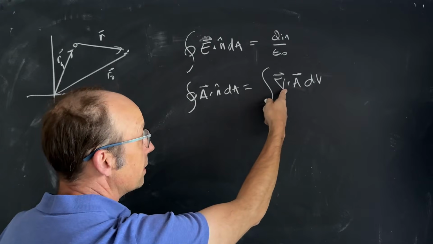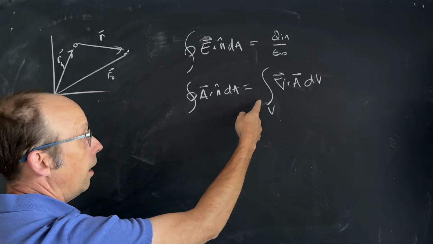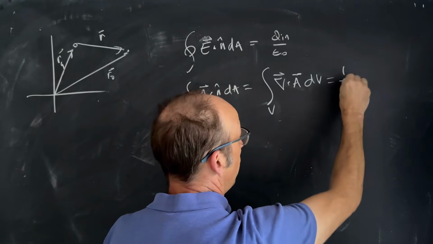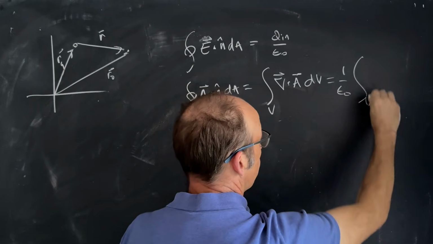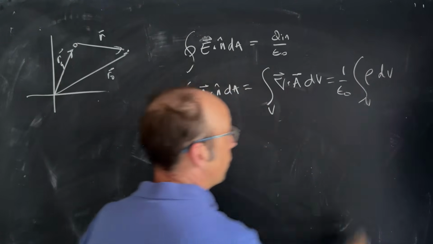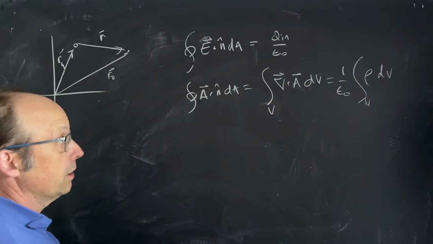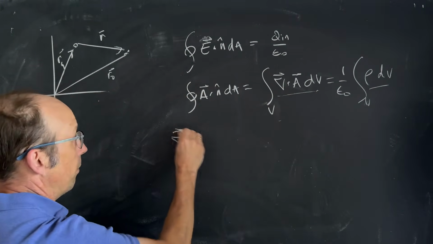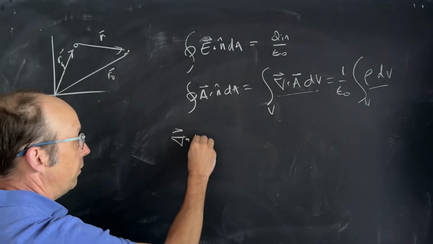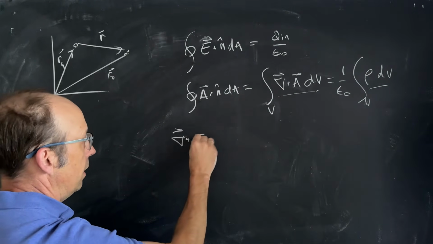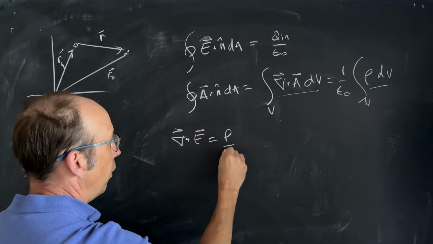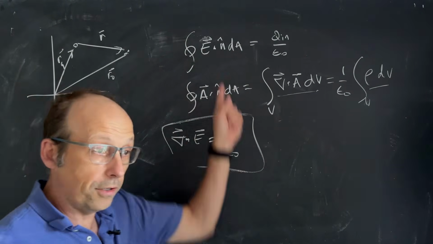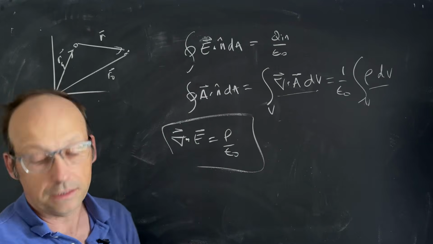Well, this is equal to Q enclosed over epsilon naught, but I can write that as 1 over epsilon naught times the volume integral of rho dV, where rho is the charge density. So this thing has to be equal to that thing, and we get the differential form of Gauss's law for electric fields. If I change this to E, del dot E is rho over epsilon naught. So that's the same thing as that. That's the differential form. This depends on some finite volume. That does not.